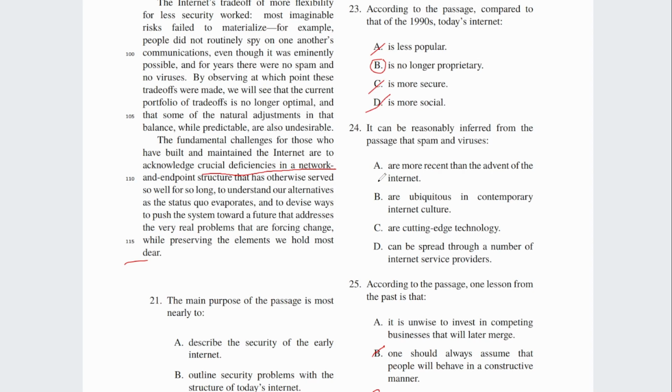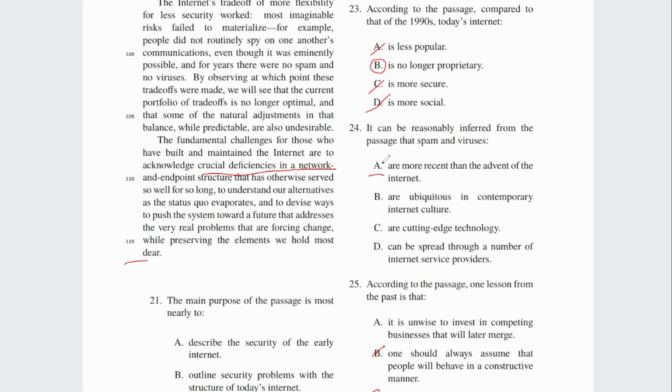It seems like, okay, "are more recent than the advent of the internet." This answer choice almost marks itself correct if we really think about it. And let's really think about what it means. Well, could there be a virus, an internet virus in this case, that occurred before the internet? Well, no, obviously not. That's nonsense.